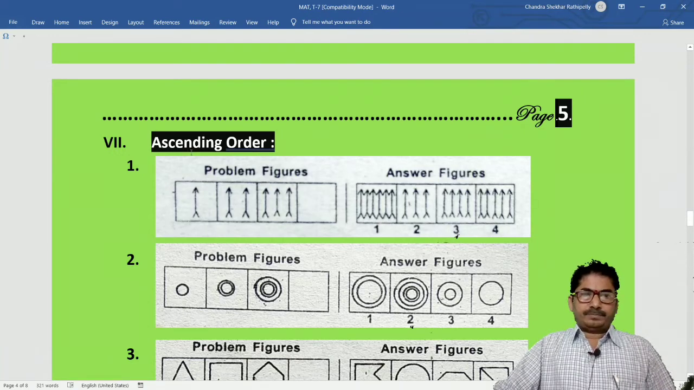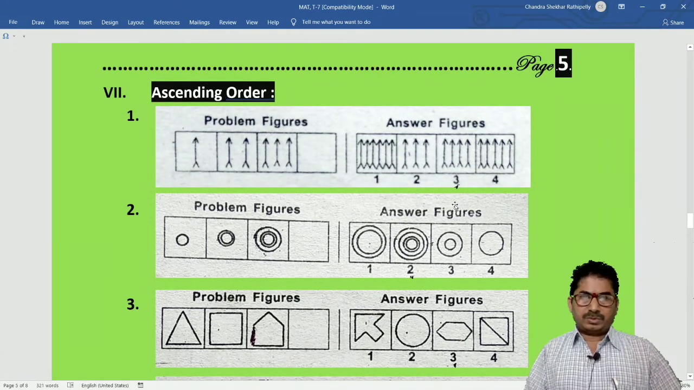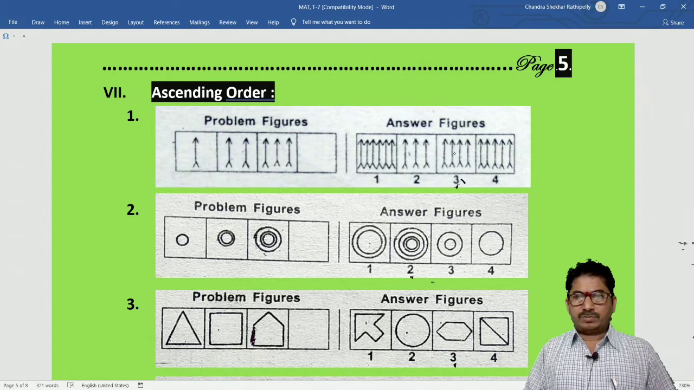Ascending order, seventh bit. Problem figure, answer figures. Here the first figure has one arrow, two arrows, three arrows. Next to that, how many arrows come? Four. Four arrows come in this one: one, two, three, four.